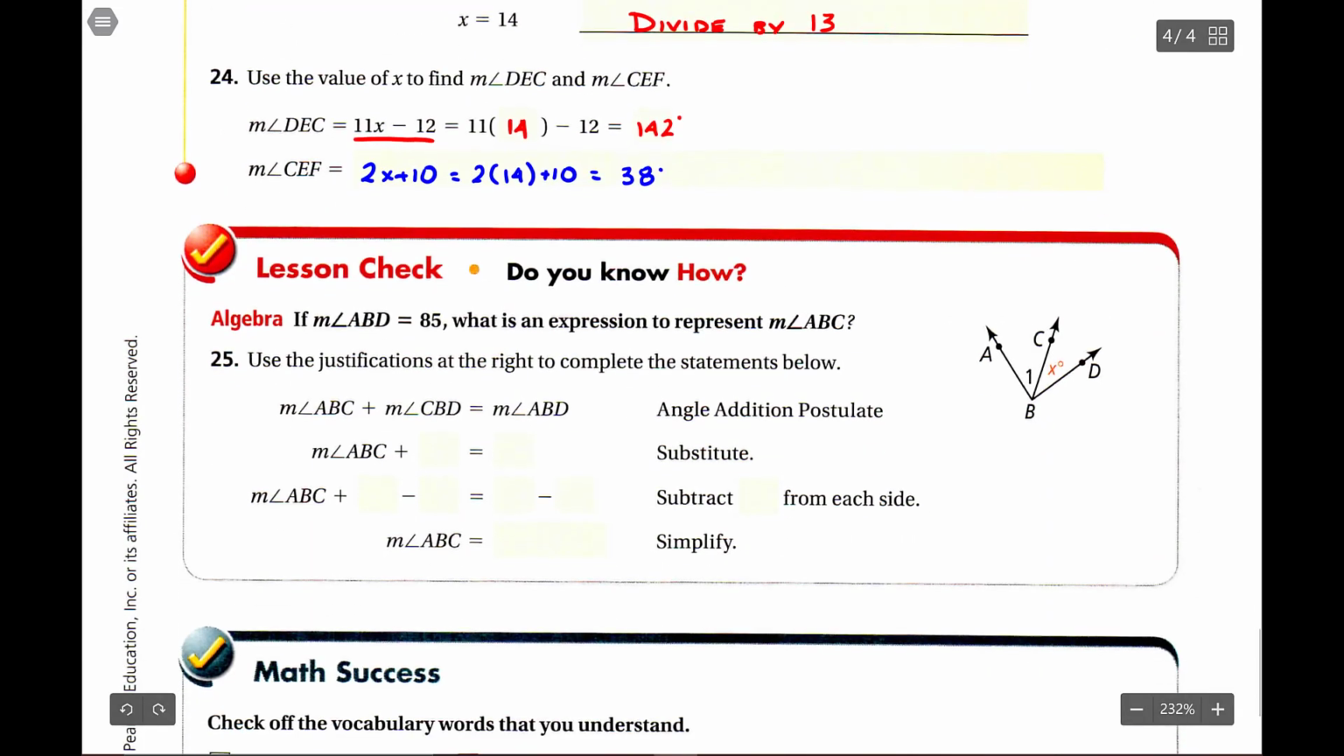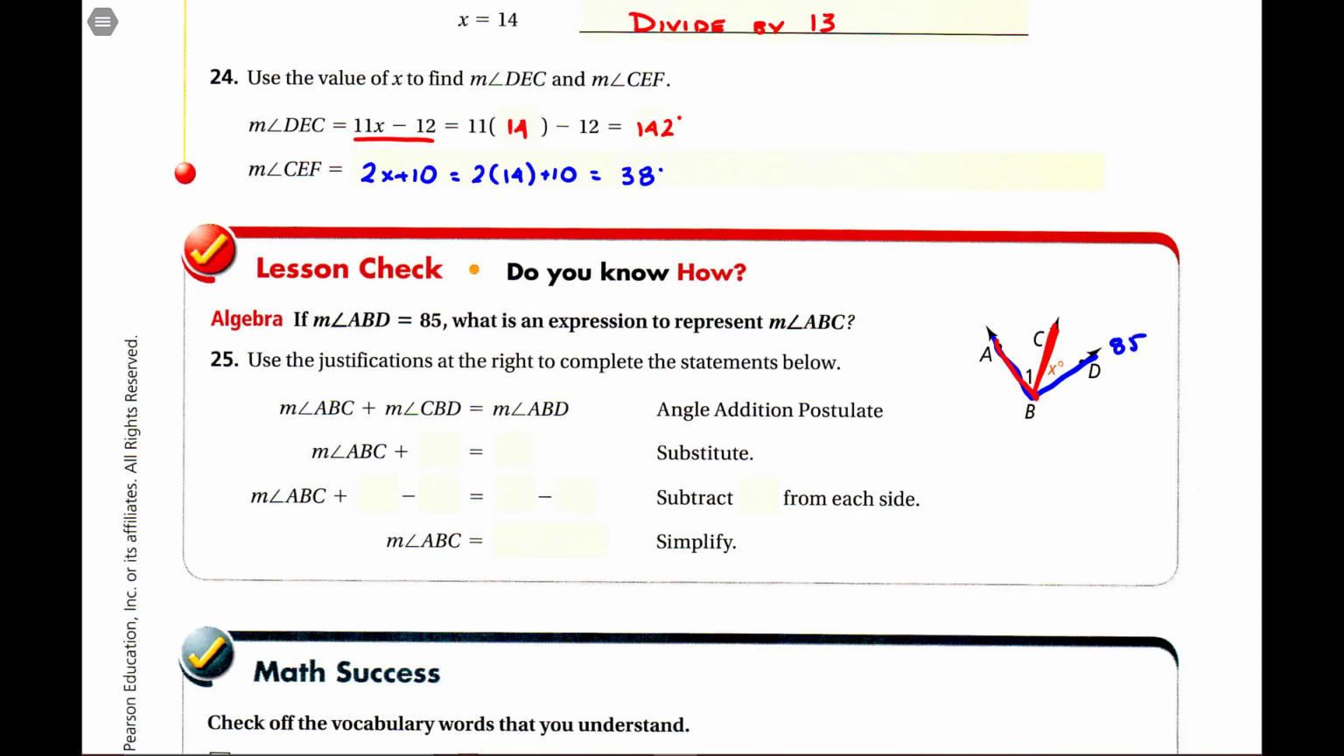And our last thing is the lesson check. We're going to apply a little bit of algebra. If the measure of angle ABD, so this whole angle right here, is 85 degrees, what is an expression to represent the measure of angle ABC? We're trying to find an expression to measure angle ABC.